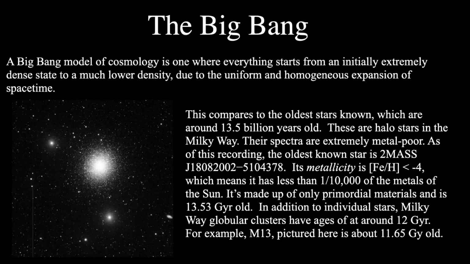And metals for astronomers are any atomic element other than hydrogen and helium. That's all metals. Metals because they provide electrons when they're ionized. So as of this recording, the oldest known star has this really long name of 2MASS J1808-5104. Now, its metallicity is extraordinarily low.